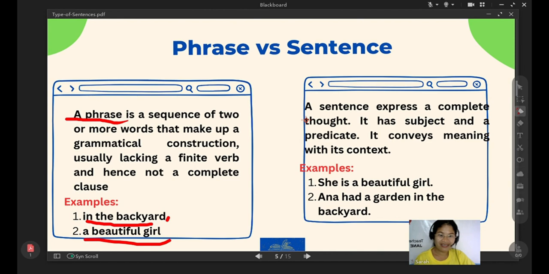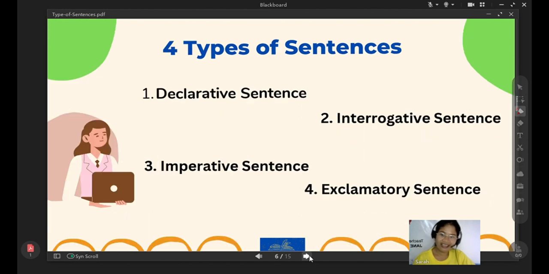Okay, now let's proceed to the sentence. A sentence expresses a complete thought. It has a subject and predicate. It conveys meaning within its context. She is a beautiful girl. I had a garden in the backyard. As you observe, there are punctuation marks used at the end of the sentence. Alright, very good. Now let's proceed.